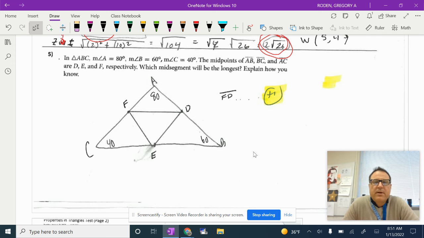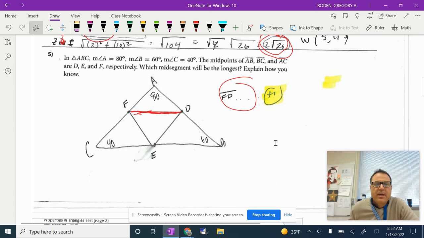Okay, which is the longest? Well, what you have to do is look at the angles and say, well, FD right here is the longest mid segment because it lies opposite the 80. The other two lie opposite the 40 and the 60, so those wouldn't be as long. So FD would be our answer right there. So a good thing to do is just draw it out and see it. Does that sound good? Okay, awesome.